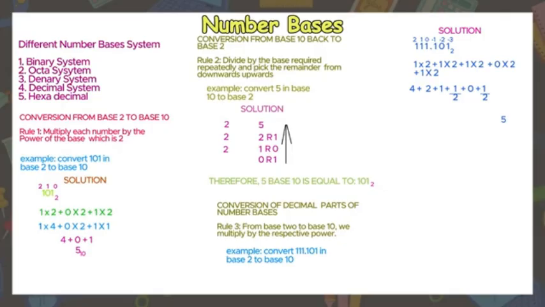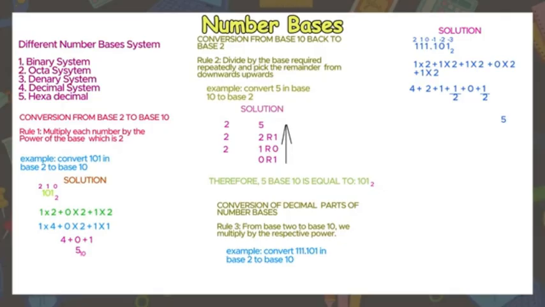Solution. Like I said the other time, the rule says divide by the required base number. And what is the required base number? Base 2. 5 divided by 2. How many times will 2 go in 5? That is 2 times. It will leave a remainder of 1.